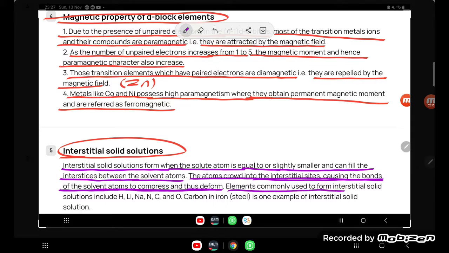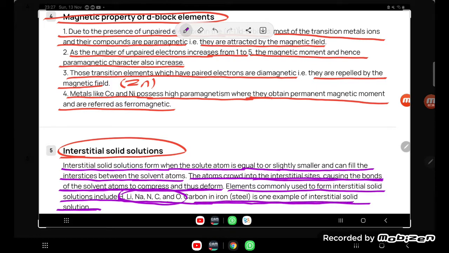Elements commonly used to form interstitial solid solution include hydrogen, lithium, nitrogen, carbon and oxygen. Carbon in iron is one example of an interstitial solid solution. Right? So these are the atoms that get trapped.